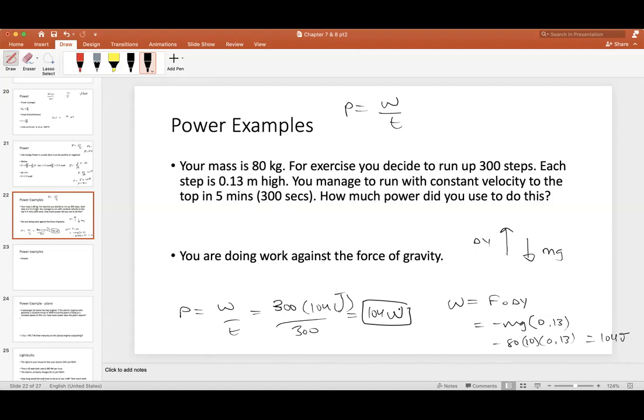You did 300 times 104. You did 31,200. So the work you did was 31,200 joules with a negative sign. The time that it took you to do that was 300 seconds, and the power that you used was 104 watts.